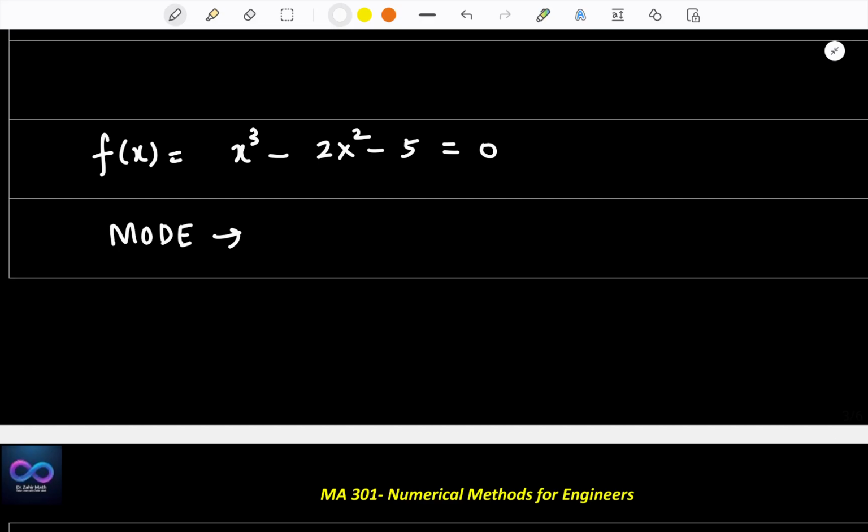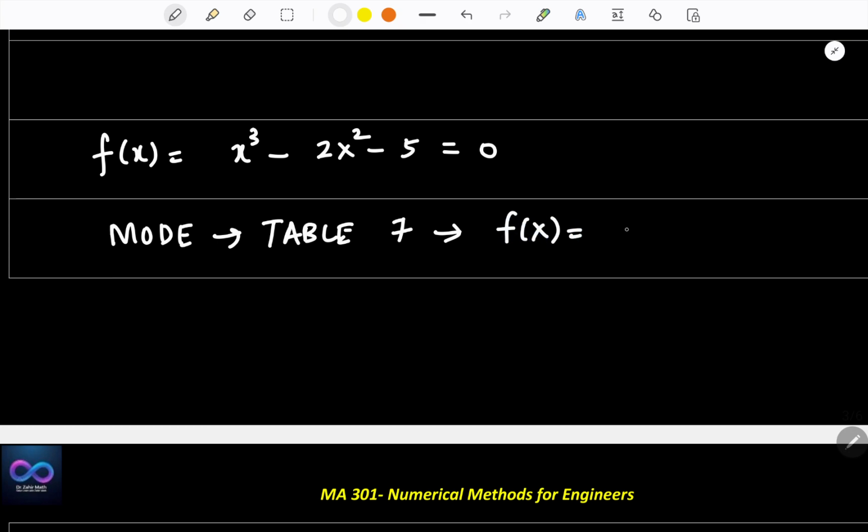Yes, go to mode. Okay, go to mode. Now you fix the table number 7. Table which is number 7. Okay. When you fix table number 7, it will ask f of x equals.